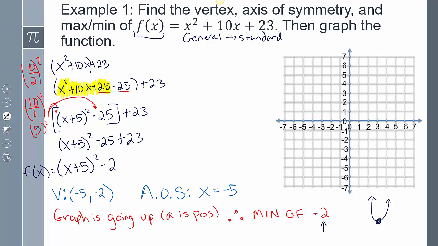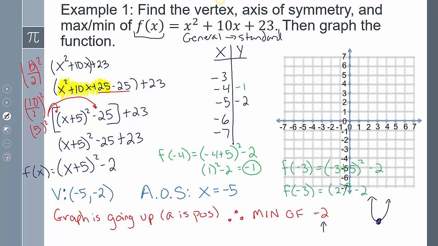So now putting all this information on the graph, if I were to graph it and go through and pick points, and pick points, and pick points, we already know how to do all that stuff.